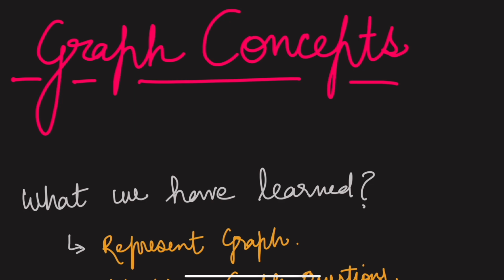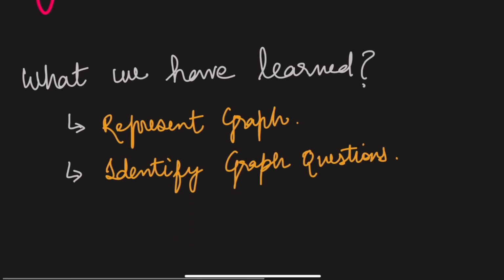Before we start, let's revise what we have learned till now. We learned how to represent a graph, and we understood adjacency list versus adjacency matrix. The second thing is how to identify the graph questions. These two things we learned in the previous video.